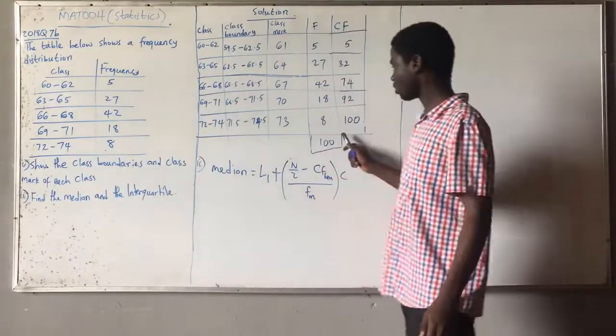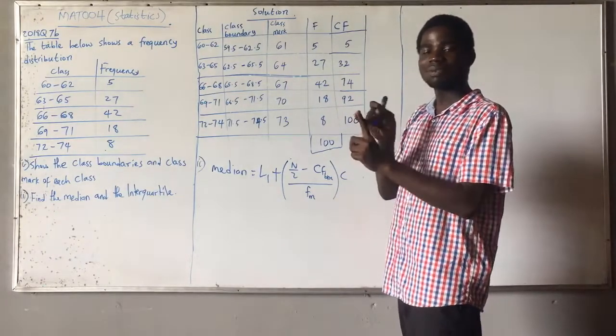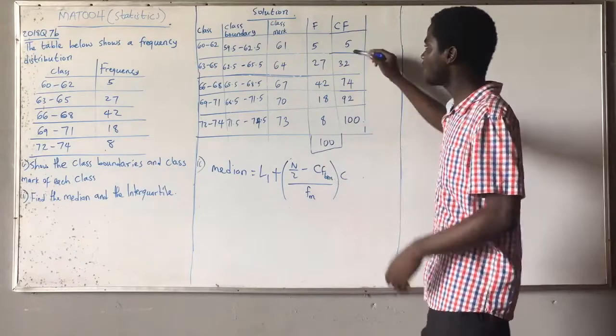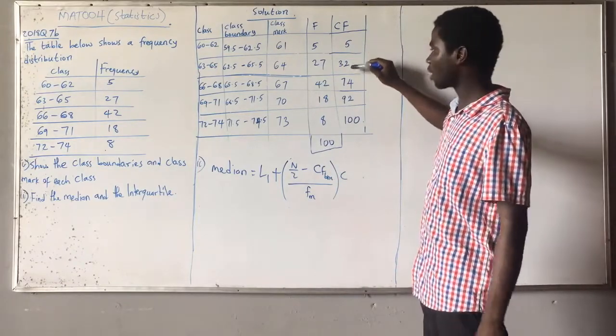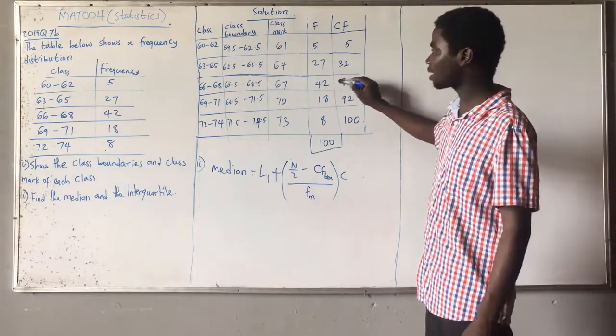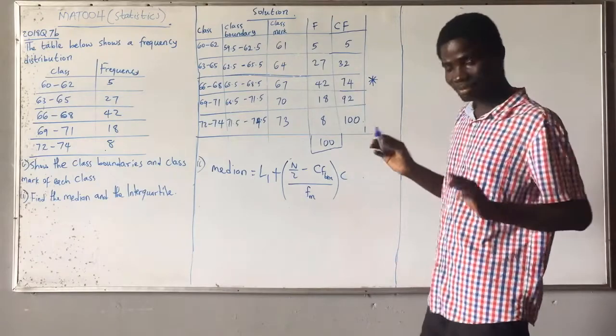What is the median class? 100 divided by 2 is 50. The 50th and 51st one is the median class. So go there. You have 5 here, you have 32, you have 74. So that means 50 and 51 is here. So this is the median class, right?